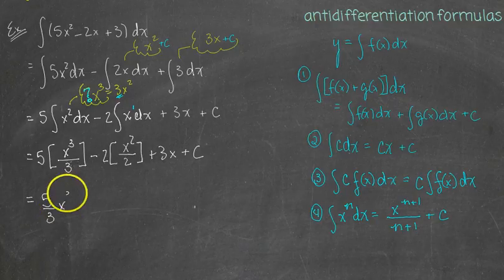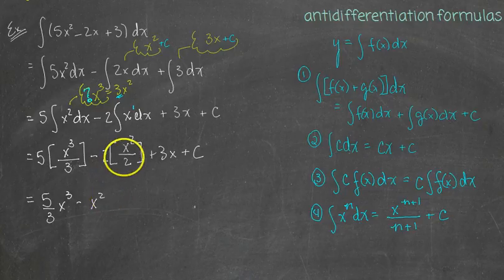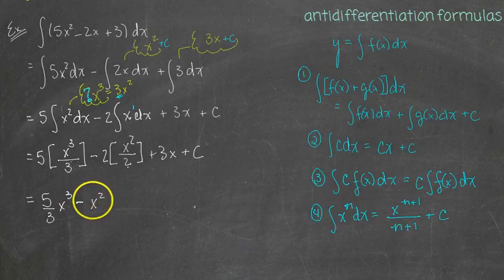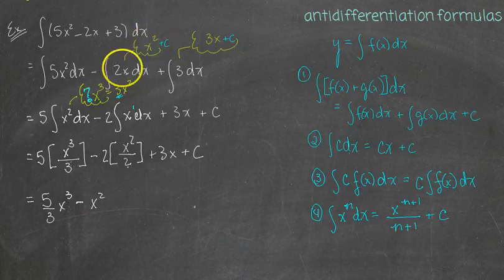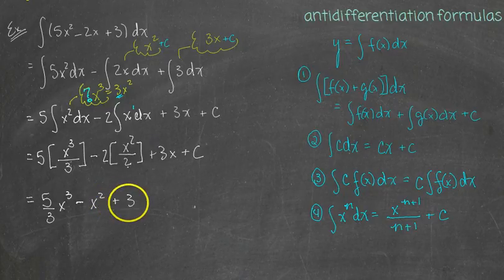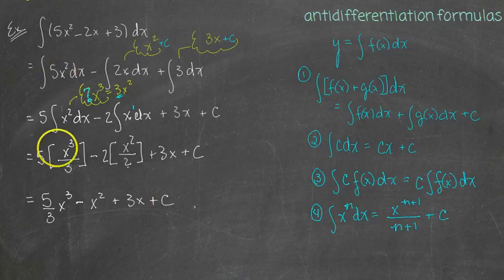5/3 x cubed minus 2 divided by 2 is 1. So that's x squared. And look, we can see that 2 divided by 2 is 1, which means that in this case, the antiderivative is just x squared. And we were really confident here that that was a true statement when we did our thought bubble. So that actually worked out for us really well. And then, plus 3x plus c.